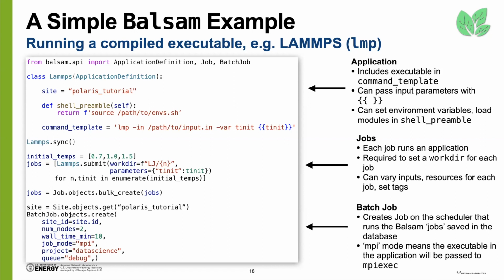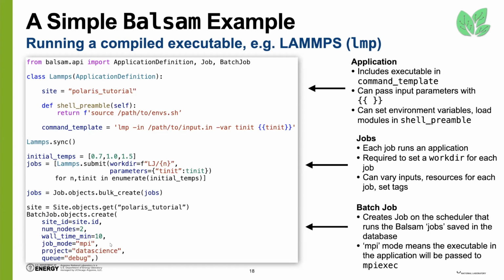a batch job. You'll create a batch job object. And as part of this object, you have to tell it things about your project name, the queue you're running on, the wall time limit. This job mode MPI, what this means is that when you run something in job mode MPI in Balsam, it means that whatever command you give to command template, it will be passed to the MPI executor on that machine. On Polaris, that would be mpiexec. On Theta, that would be aprun.